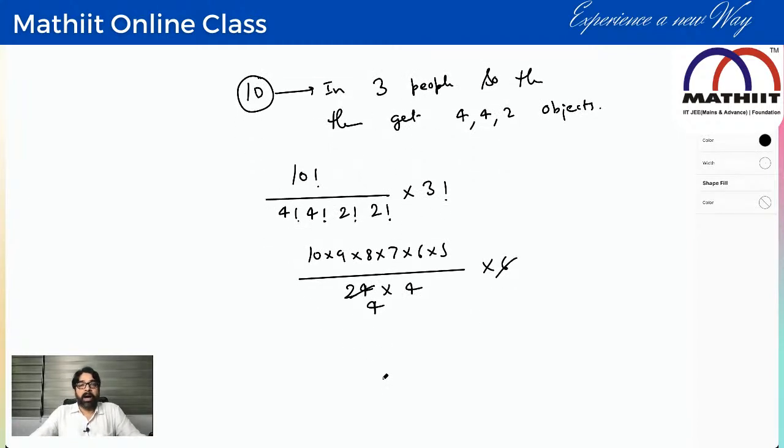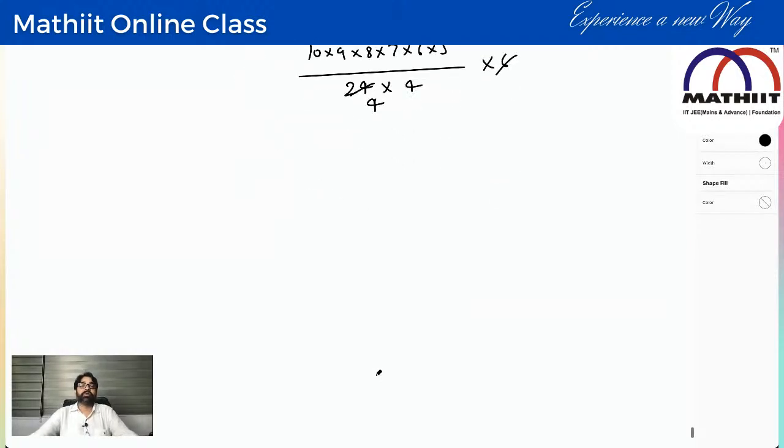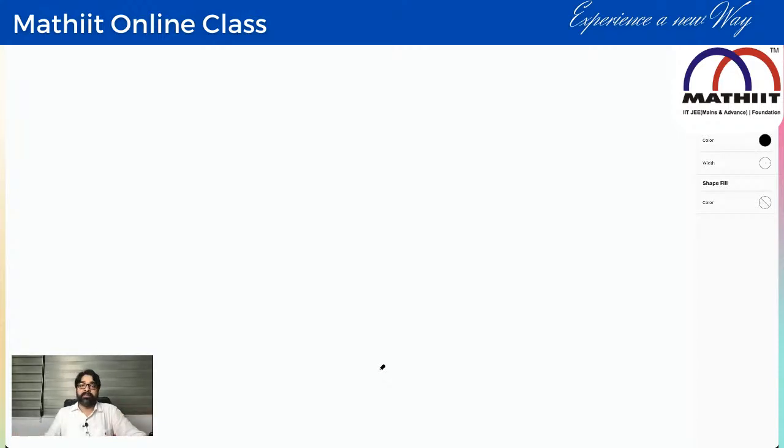So I hope all of you got a clear idea of how it's taking place. Now the question arises, what finally should we remember? Whenever you have to distribute, first check how many objects there are. That number's factorial, divided by each group's factorial, into, if it's a distribution, the number of groups factorial. And then you have to check whether you have to divide or not.